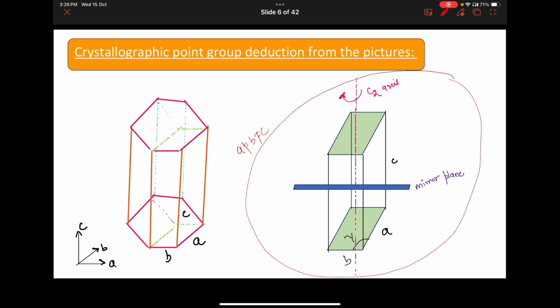where a equals b, not equal to c, alpha equals beta equals 90 degrees, gamma is not equal to 90 degrees. But here's the thing: in the monoclinic, we have the beta angle not equal to 90 degrees, but in this case, gamma is not equal to 90 degrees. So it is somewhat similar to the monoclinic unit cell, but it is not exactly the monoclinic unit cell. We have a C2 axis of symmetry passing through the axis harboring the gamma angle, and also a mirror plane perpendicular to this C2 axis.